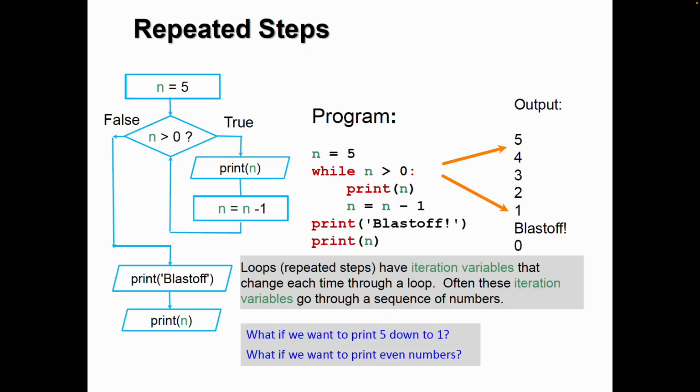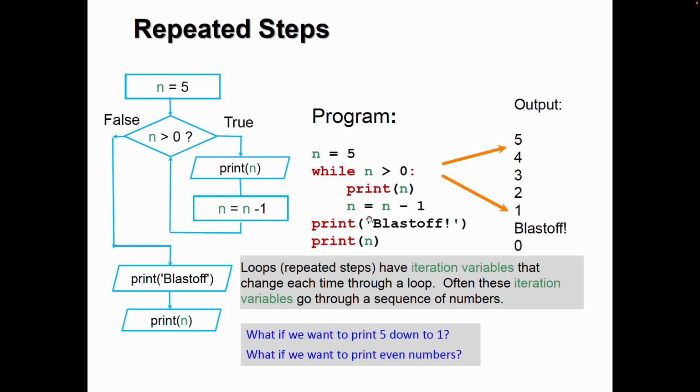Let's go over that again. Here's our program in the middle, this diagram shows how the program is executed, and this is the output. I'll go over this program with you. We first assign n equal to 5, and then we check while n is greater than 0. 5 is greater than 0, so our condition is true. We need to run those statements: print n, so we print 5, and then we reduce the value of n by 1. So n will be 4 at this line, and then we check again.